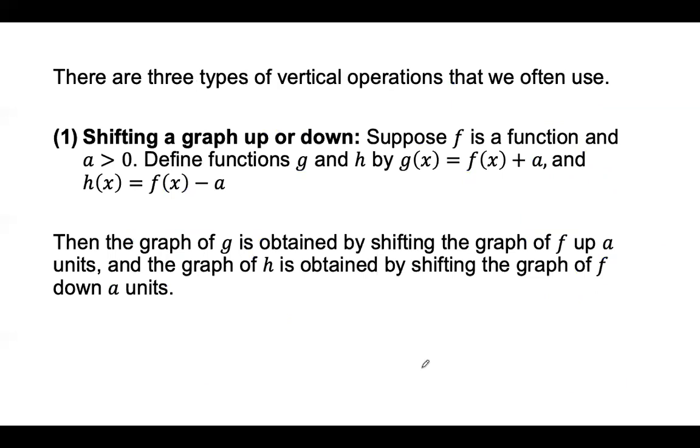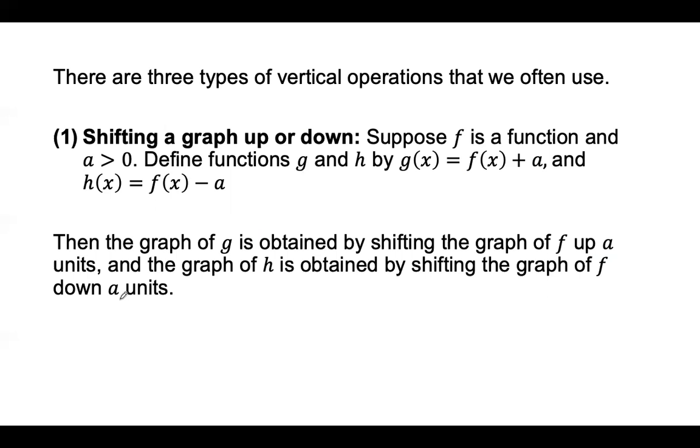Now, there are three types of vertical operations that we want to examine. So this is about changing the shape. The first one is shifting a graph up or down. Suppose f is a function and a is greater than 0. So we define g and h by g is equal to the function plus a, and h is equal to the function minus a. So then the graph of g is obtained by shifting the graph of f up a units, and the graph of h by shifting it down a units respectively.